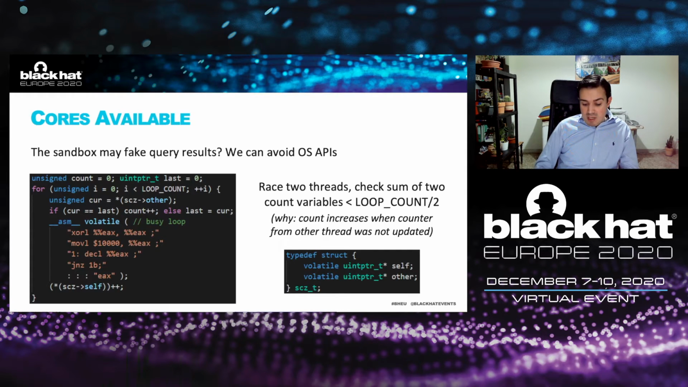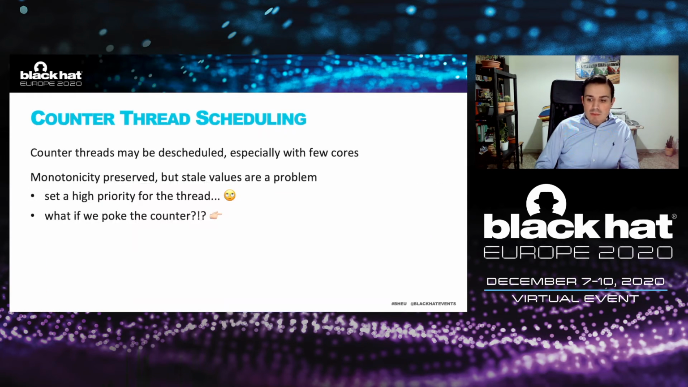We have detection methods to determine whether we have enough cores to run our counter threads. There's still a problem though, that is the workload of the machine. Even if you have 2 cores, there is still a possibility that you might be descheduled. So your clock stops ticking and you get a stale value and you cannot make measurements. You can say, okay, I'll just set a very high priority for the thread, but this doesn't solve the problem. It can improve the situation, but it's not a solution.